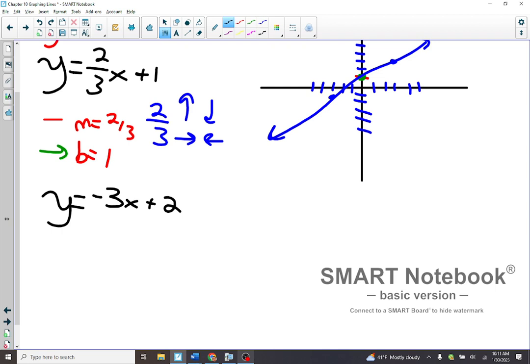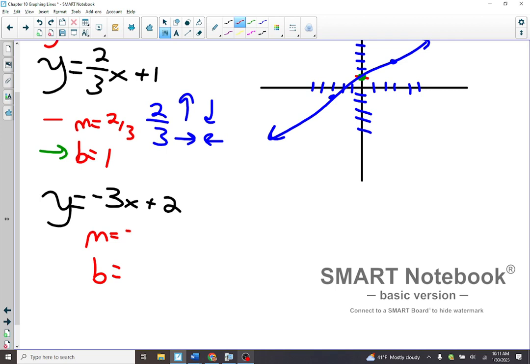The best part is to start off with figure out what your M is and what your B is. So M would be 3 and B would be 2, right? Almost. M would be 3 over 1, but we're missing a part that's really important: negative. Negative 3 over 1.